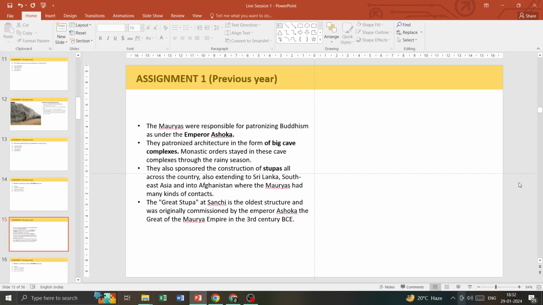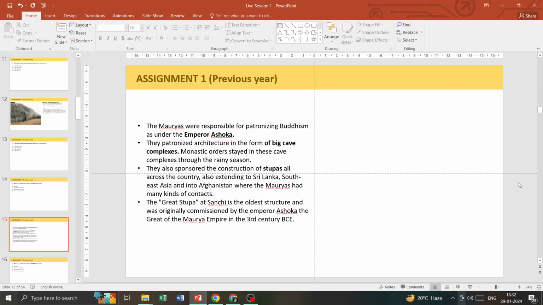The Mauryan Empire and the Gupta Empire were responsible for patronizing Buddhism, as under Emperor Ashoka. Mauryans were also responsible for patronizing Jainism under Chandragupta Maurya, and Buddhism under Emperor Ashoka. They patronized architecture in the form of big cave complexes. Monastic orders stayed in these cave complexes, which means that monks used to live in them through the rainy season. They also sponsored the construction of stupas all around the country, extending to Sri Lanka, Southeast Asia, and Afghanistan, where the Mauryas had many kinds of contacts.